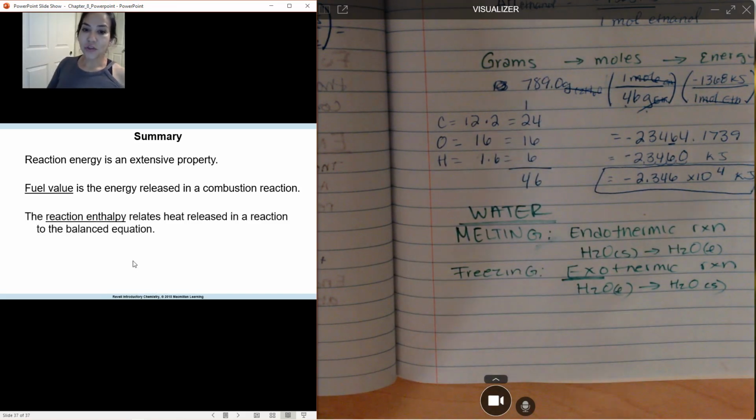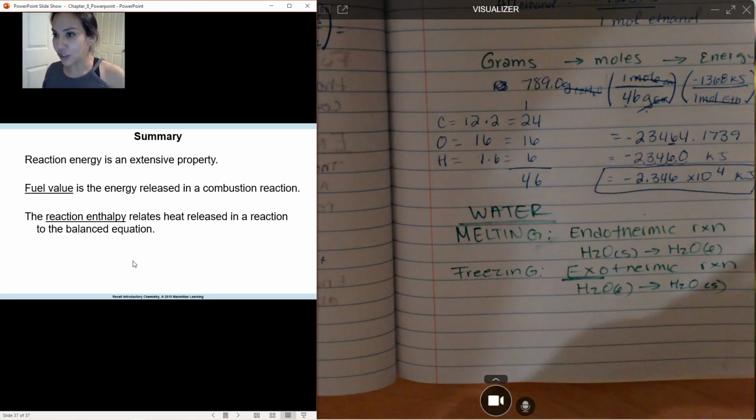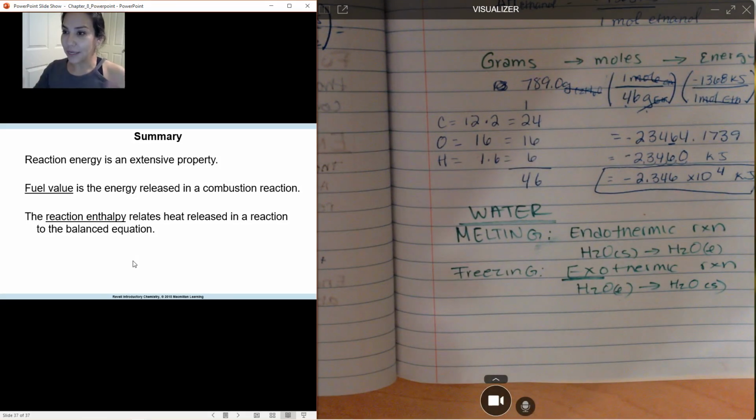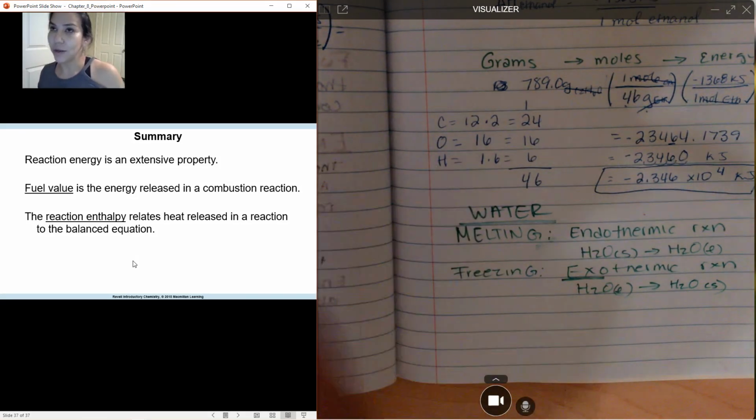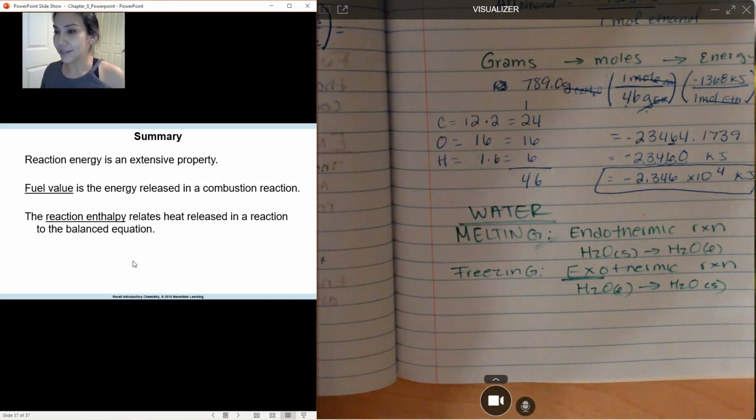The reaction enthalpy relates heat released in a reaction to the balanced equation. So just like we practiced on the last one, where it was like this is the amount of heat released for the reaction, but that can be individualized for every coefficient that's in the reaction. So for every substance that reacts.